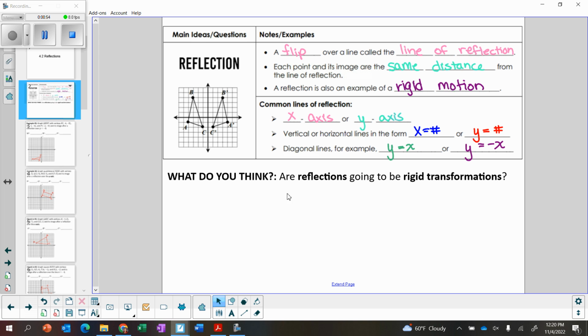So what do you think? Are reflections going to be rigid transformations? Since we just saw that it's referring to a type of rigid motion, yes. Translations and reflections are both types of rigid motions.